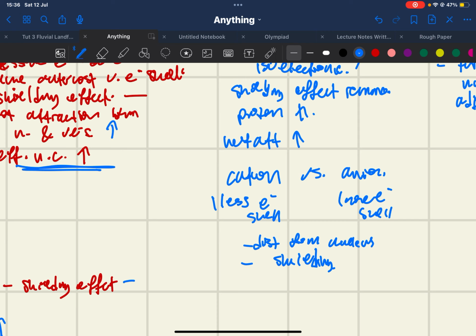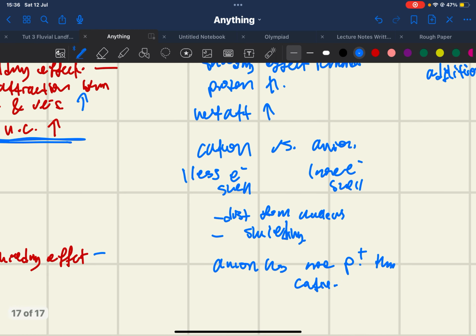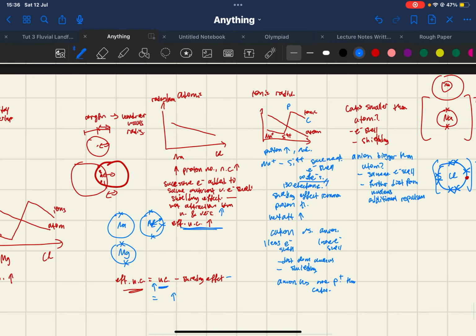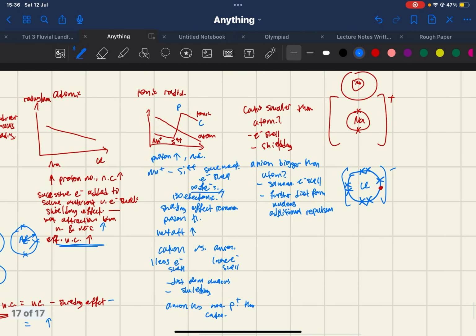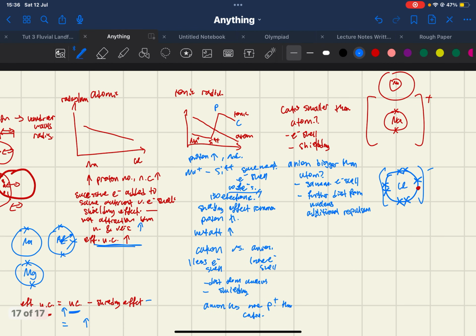Okay, you also have to write that the anion has more protons than the cation. But this does not explain why, because increased proton number means what? You're increasing the effective nuclear charge, right? So essentially, theoretically, based on this explanation, the anion should be smaller than the cation. But we know it's not true because the cation is smaller than the anion, not the other way around. Okay, so that's how we explain atomic radius and ionic radius, just for J1's period 3 periodic table.